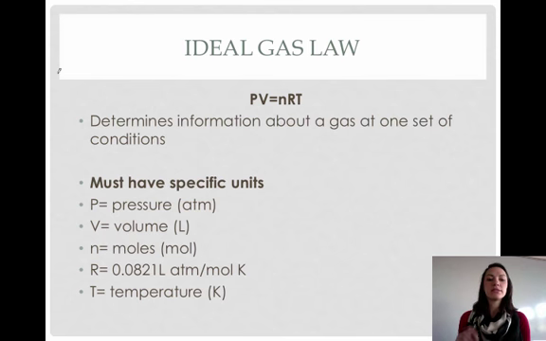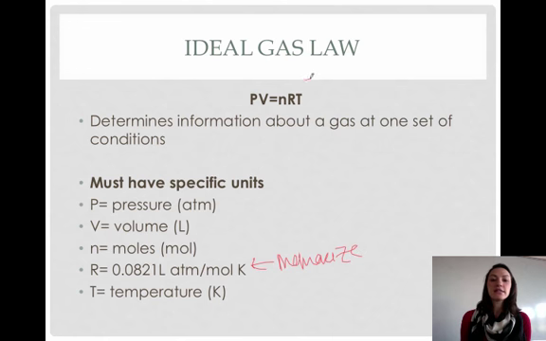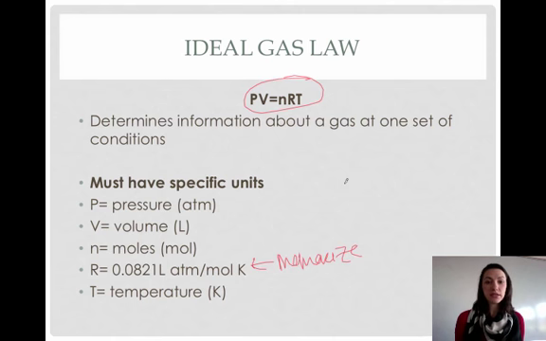It'll be 0.0821 liter atmospheres per mole Kelvin, and you will be responsible for memorizing this number. So you have to memorize this, okay? And then our ideal gas law actually is PV equals nRT. So the pressure times the volume equals the moles times the constant R times the temperature in Kelvin. So let's give two examples a try.